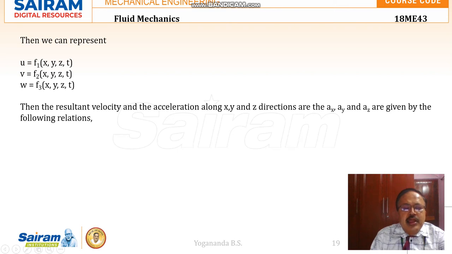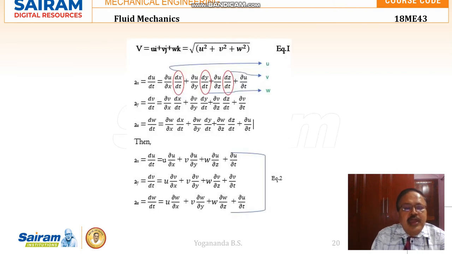Okay, we are considering the resultant velocity in these three directions and accelerations as ax, ay and az. They are given by the following relations. V, the resultant velocity, has the vector equation ui plus vj plus wk, that is, the square root of u square plus v square plus w square.